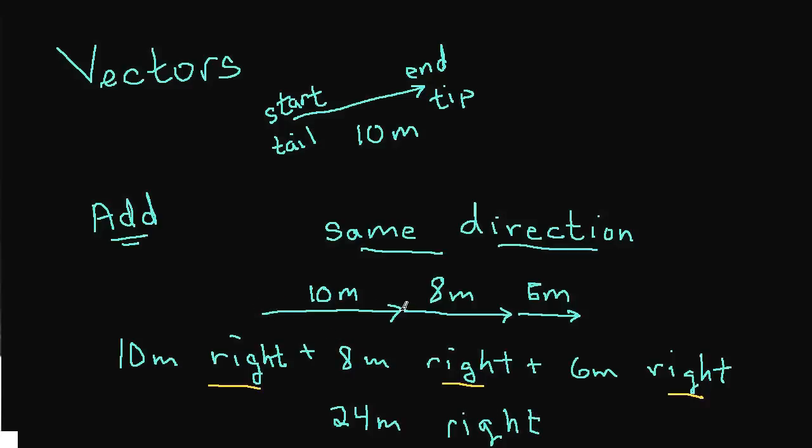Or a 10 Newton force plus an 8 Newton force plus a 6 Newton force, all pulling in the same direction, would add up to a 24 Newton force in that direction. So if everything's acting along a line in the same direction, it's pretty straightforward.